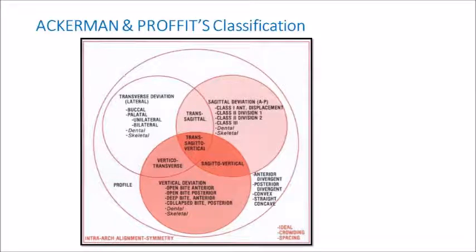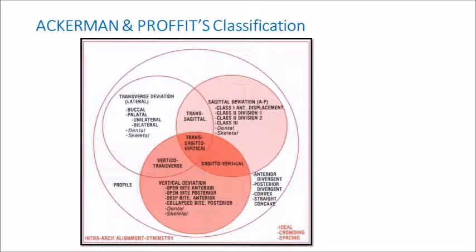Now coming to vertical deviations, they can be an open bite or a deep bite. Open bite can be anterior or posterior, deep bite can be anterior, and this again can be either dental or skeletal. Now transverse deviations can be buccal as well as palatal, and this can be unilateral or bilateral, and again the deviations can be either skeletal or dental.